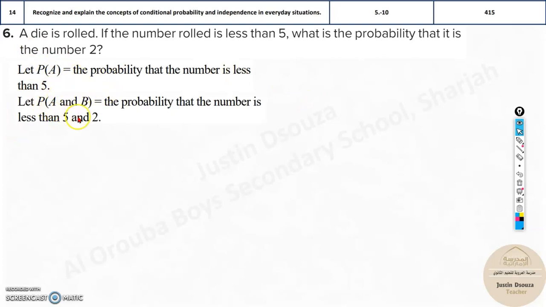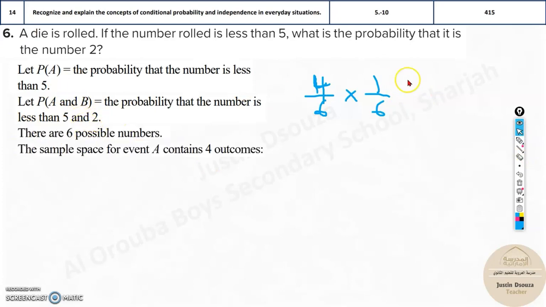Okay. What is P of A and B? That means it is less than 5 and the number is 2. Remember, it is not, say, probability of less than 5 is 4 by 6, multiply with number 2 is 1. No, this is wrong. Both of these terms, see, it's a die, right? What is the probability that you will roll a number less than 5 and it is 2? Both things are together in this. You don't multiply it, it should be both of these. It's only 1 by 6 over here.